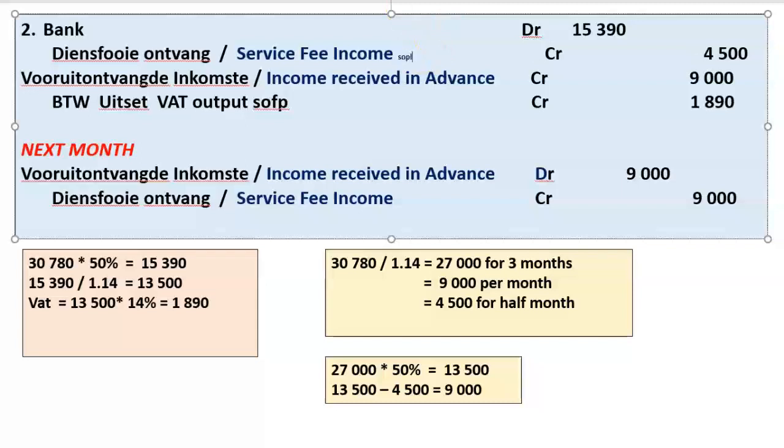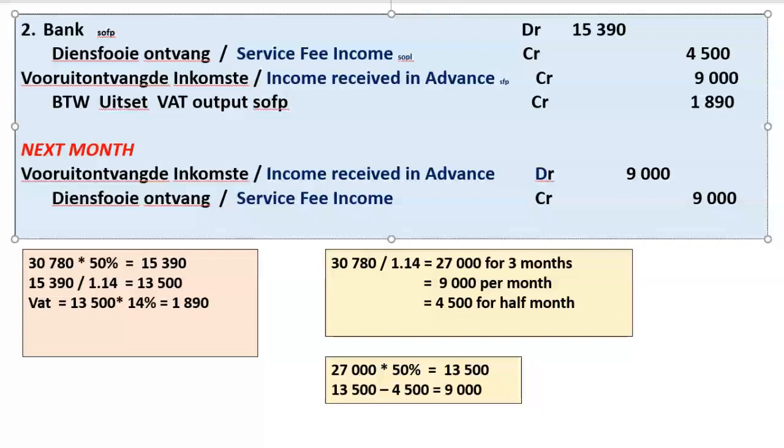Okay. Bank, obviously, statement of financial position. So the income that I am allowed to recognize, I am going to recognize in my income account. That is the 4,500. What is the remaining amount? 13,500 less 4,500 equals then my 9,000 Rand, and that is my income received in advance, and that is also then statement of financial position.